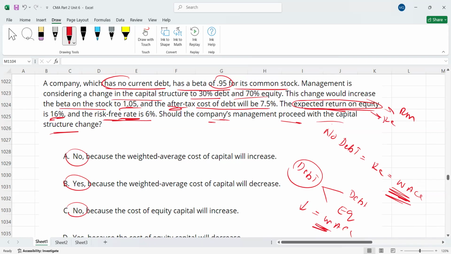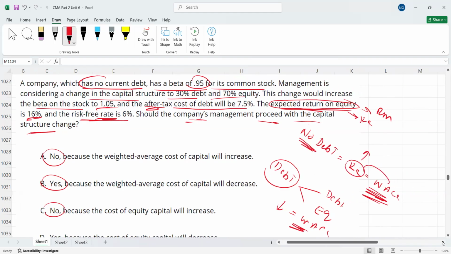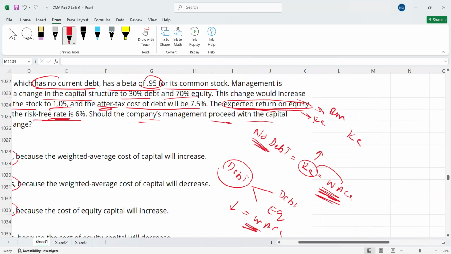What was the old WACC? What was the new WACC? When we were not having debt, only the cost of equity becomes your WACC, so we should know the cost of equity at that time. We'll use the CAPM data, since the risk-free rate and related data are given. What was the cost of equity under the CAPM equation? Risk-free rate plus beta times return on market minus risk-free rate.